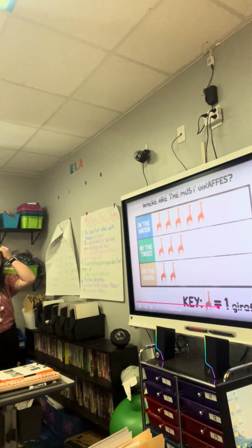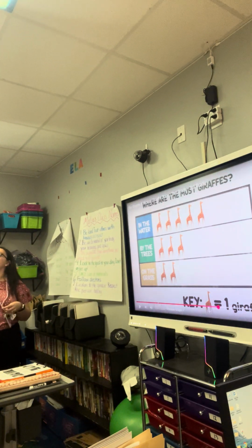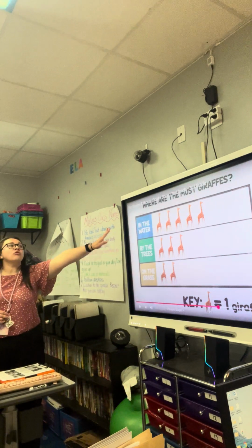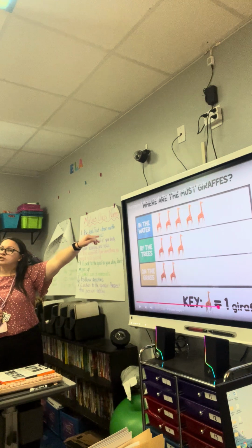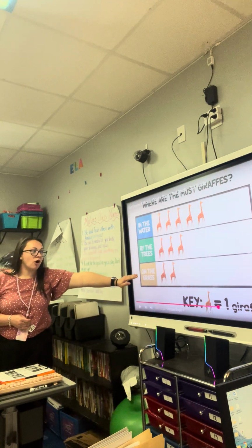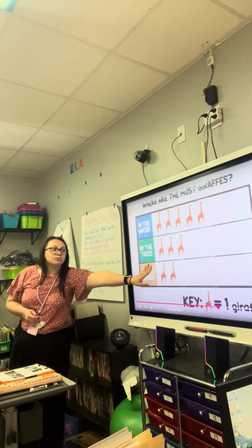So, look at this picture graph. This is what we did before. Remember, you used the candy hearts to make your own picture graph, okay? These are where all the giraffes are in the picture. There's some by the water, some by the trees, and on the grass. And remember, there's always a key that lets you know what each picture represents.